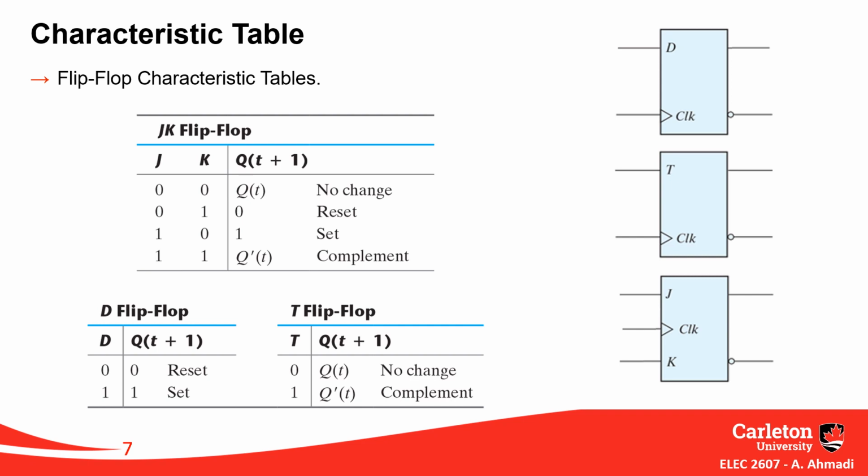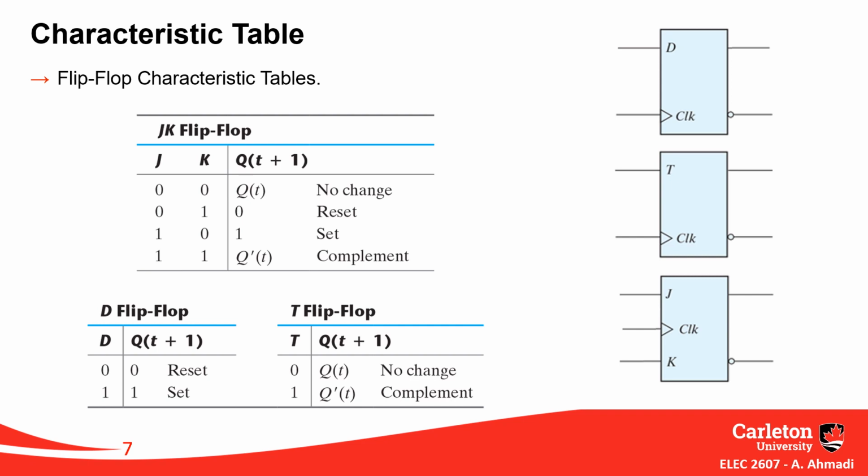For T flip-flop, which is also a single input flip-flop, the state of the flip-flop changes from 0 to 1 or 1 to 0 if you have 1 at input. So if you apply 1 to the input, the state of the flip-flop, whatever it is, will be flipped, will be toggled. If you apply 0, however, state won't change. So next state will be the same as current state.